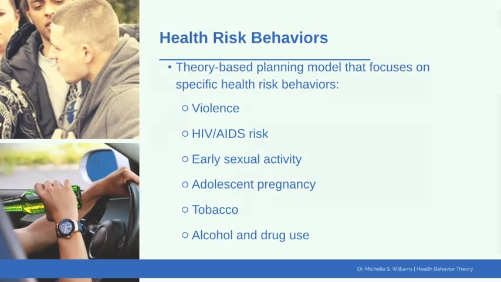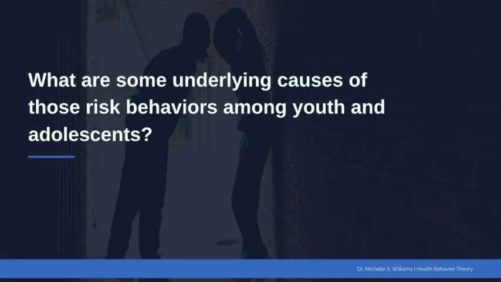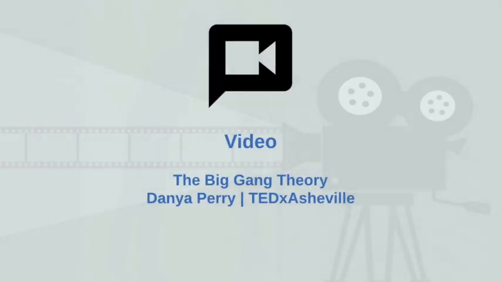So what do you think are some underlying causes of those risk behaviors among youth and adolescents? Why is it that youth are more likely to die from unintentional injury, homicide, and suicide than older people? Let's take a look at this video. It's a TED Talk by Dana Perry and his talk on the big gang theory. We'll take a look and then get back to our discussion.